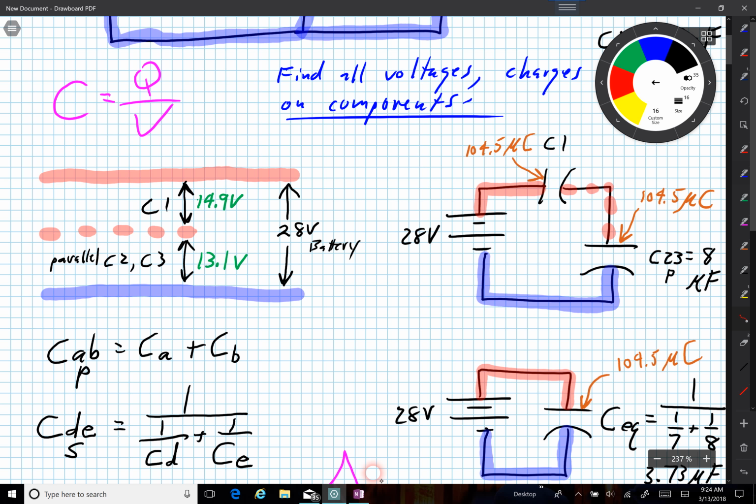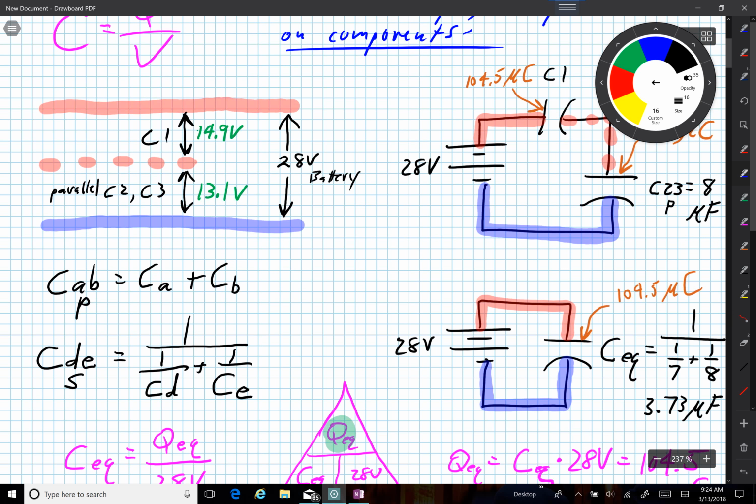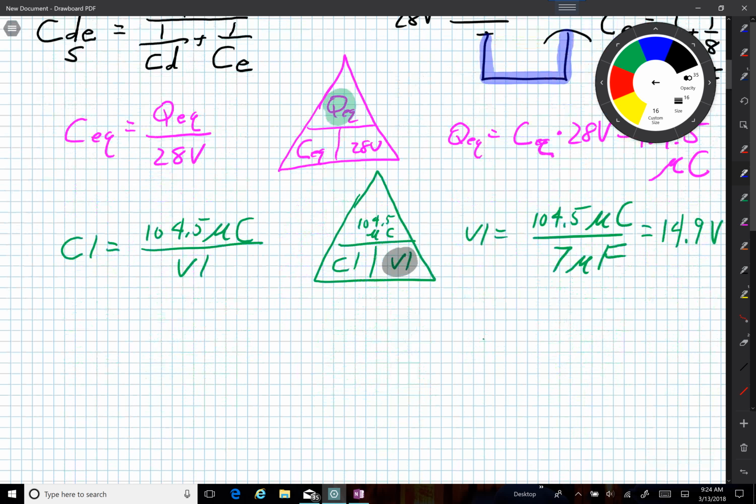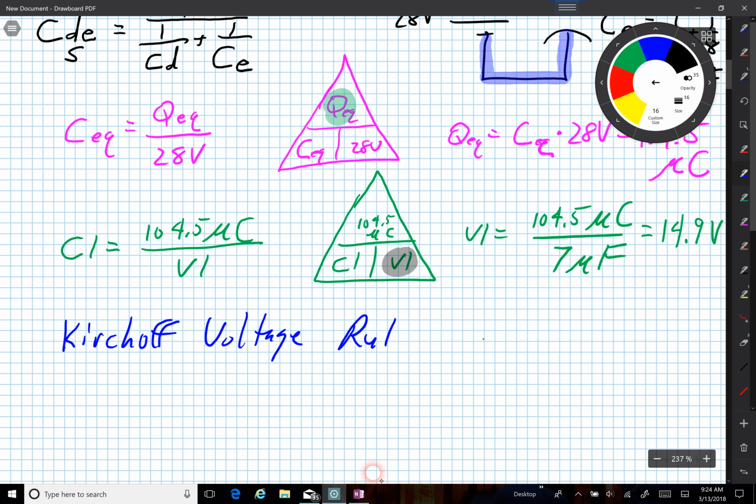This principle has a name. It's called the Kirchhoff voltage rule. So, voltages have to add up. Okay, it's that straightforward. Voltages must add up.